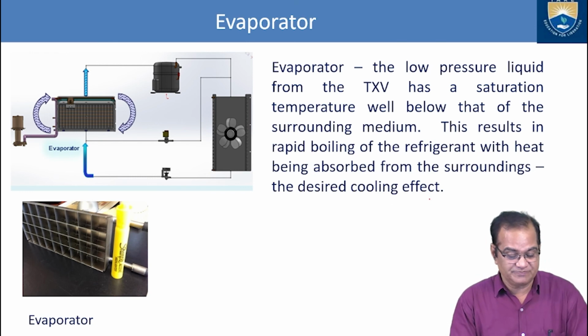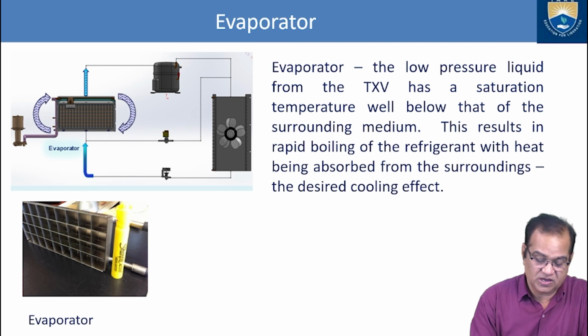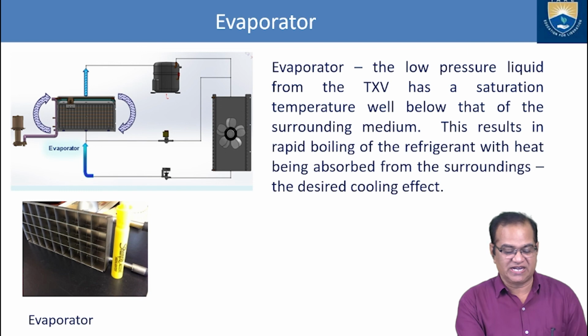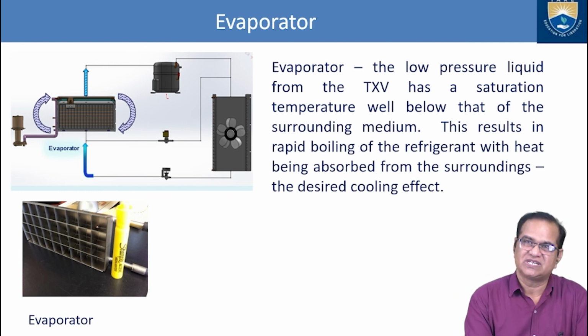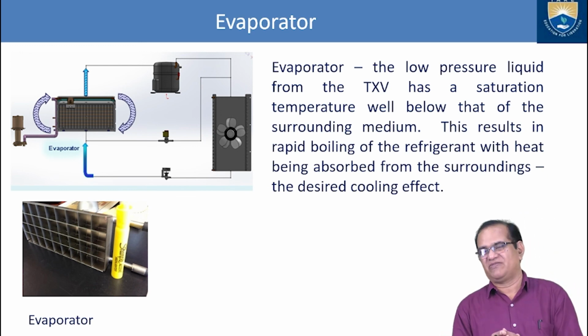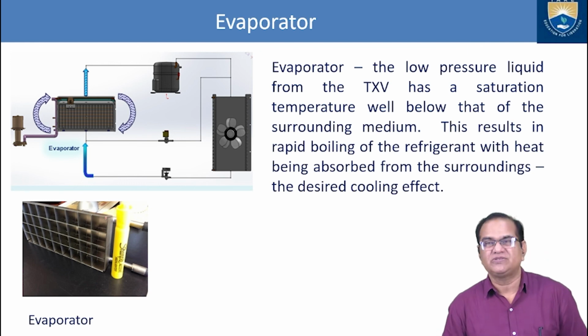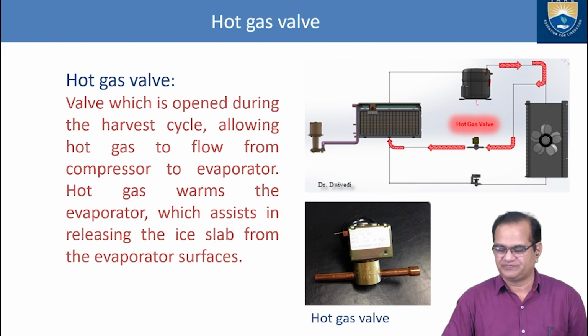So you can see here how it is happening. These are the boxes. In this, the low pressure refrigerant is entering with the help of the TXV. From there, due to its saturation temperature which is below that of the surrounding medium, the surrounding medium's heat is absorbed and the surrounding becomes cooler and cooler. In this way we get the evaporation.